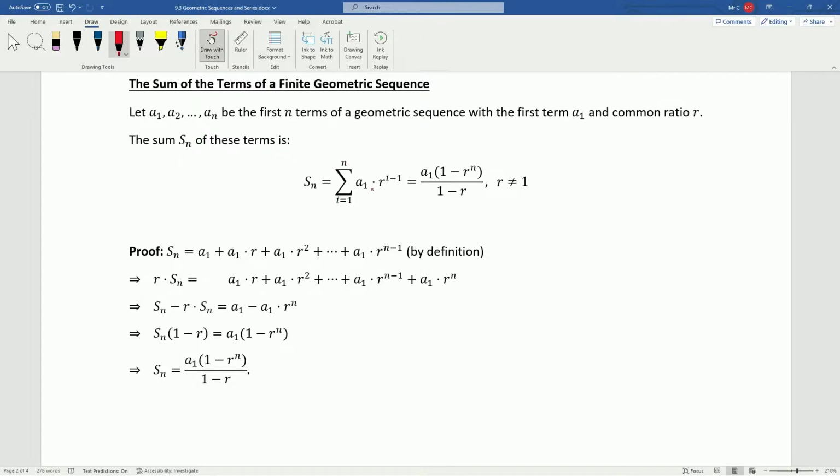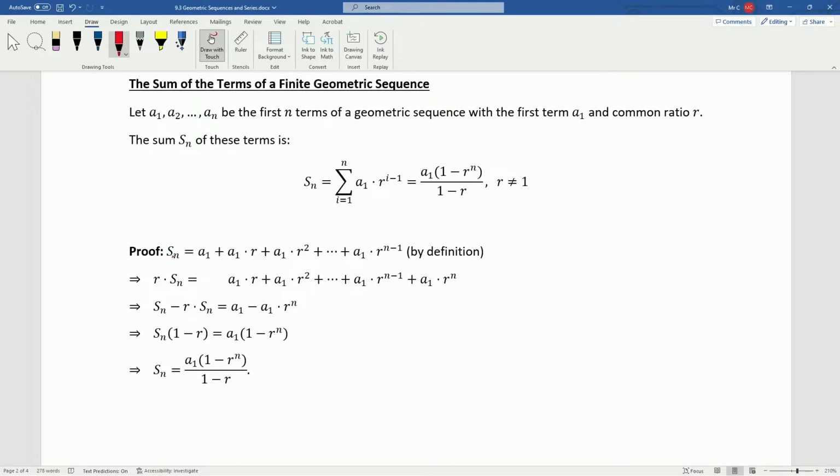The sum s sub n of these terms is s sub n equals the sum from i equals 1 to n of a1 times r to the i minus 1, which is equal to a1 times 1 minus r to the n, all divided by 1 minus r. And of course, this only works if r is not equal to 1 because we can't divide by 0. So this proof uses a similar kind of clever trick to the proof for that arithmetic sum formula we did, the 1 plus 2 plus 3, but it's a little bit different.